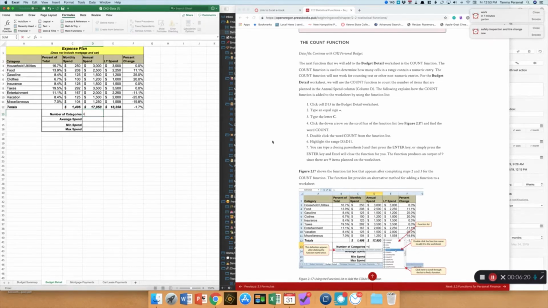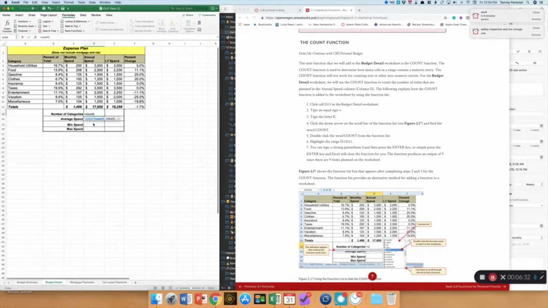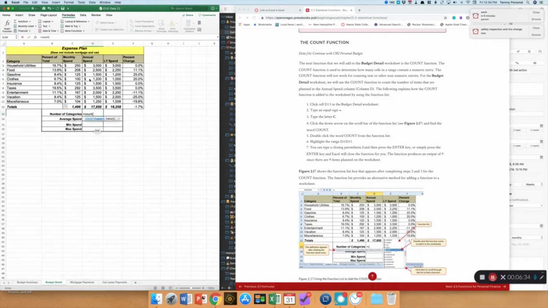So we go count, so equals, and then what you can see is it gives you this little smart menu there. We want to count how many categories there are in our annual spend.